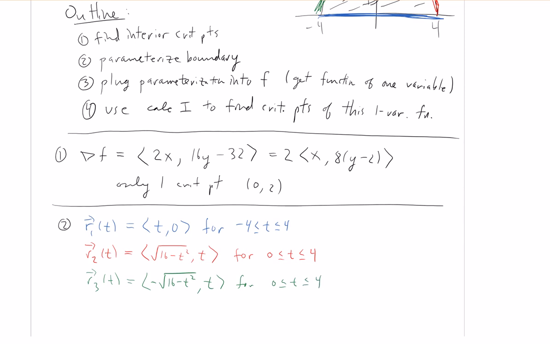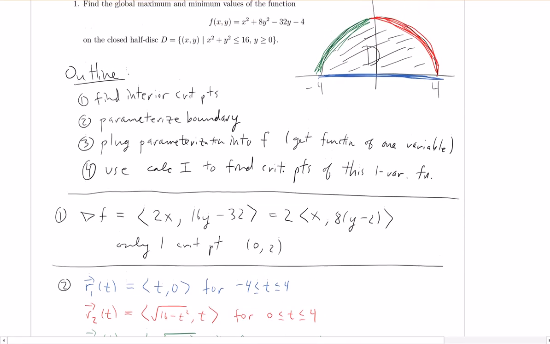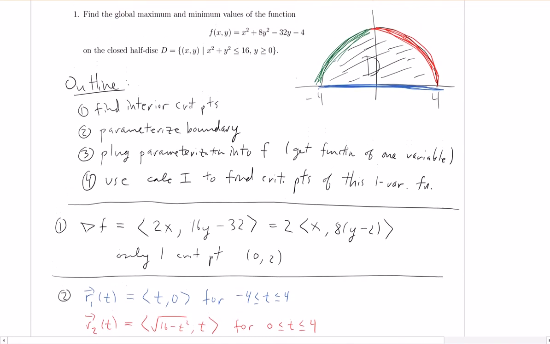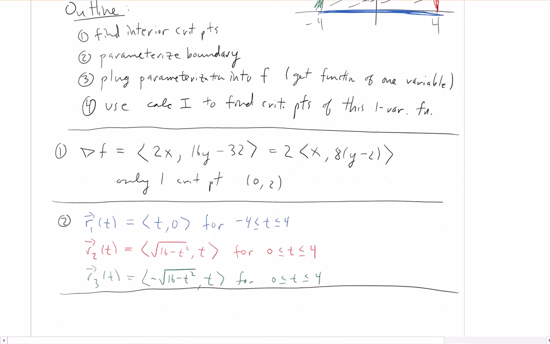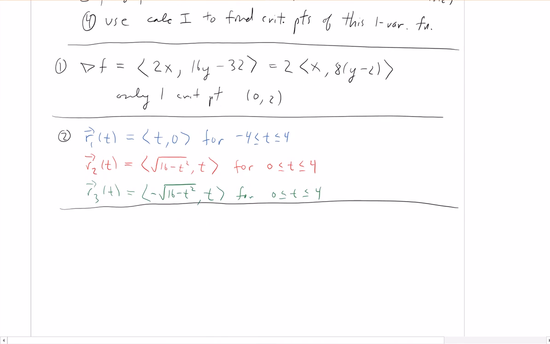Okay, so that's step 2. We've parameterized the boundary and we've broken it into 3 pieces. We could have broken it into just 2, but as I said, I've worked this problem out in advance, and I think that this is the easiest way. So let's move on to step 3.